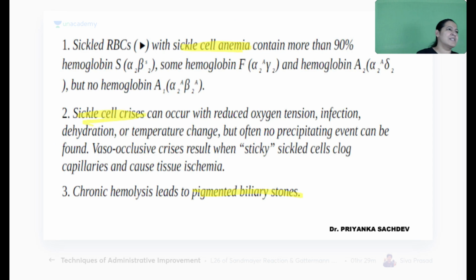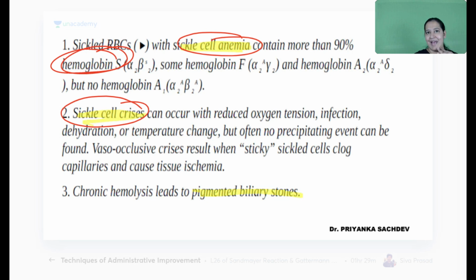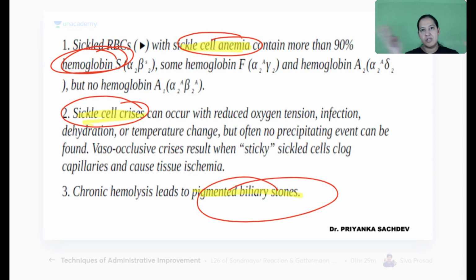So everything is related. It is very easy. The diagnosis is sickle cell anemia. On hemoglobin electrophoresis, you will find hemoglobin S. The patient has severe pain because of sickle cell crisis, and the patient will have biliary stones because of excessive destruction of the RBCs by the spleen.